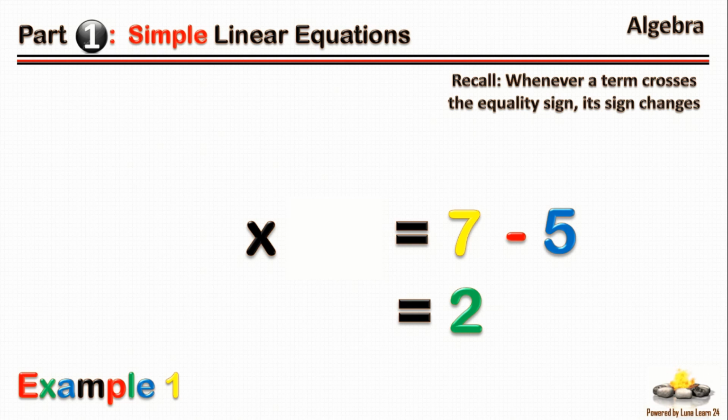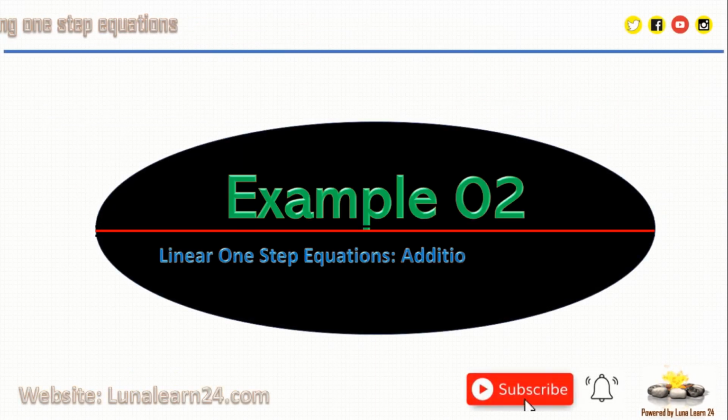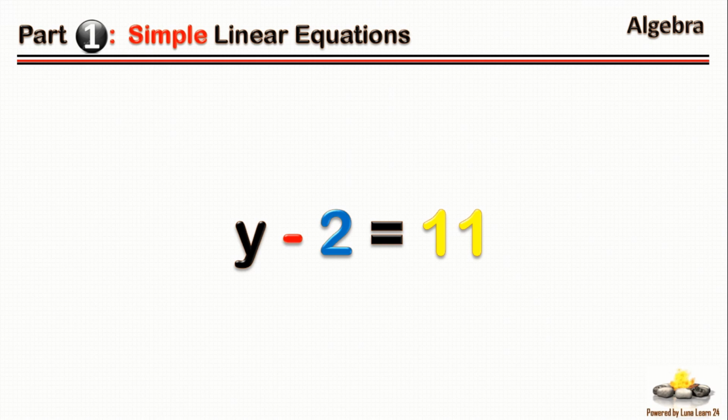Let's take the next example. We have the equation y minus 2 equals 11. To solve this equation, we are going to do the opposite of what has been done here. We have y minus 2. So they have subtracted 2 from both sides. So to solve this, we are going to do the opposite of subtracting 2 from both sides. We are going to add 2 to both sides.